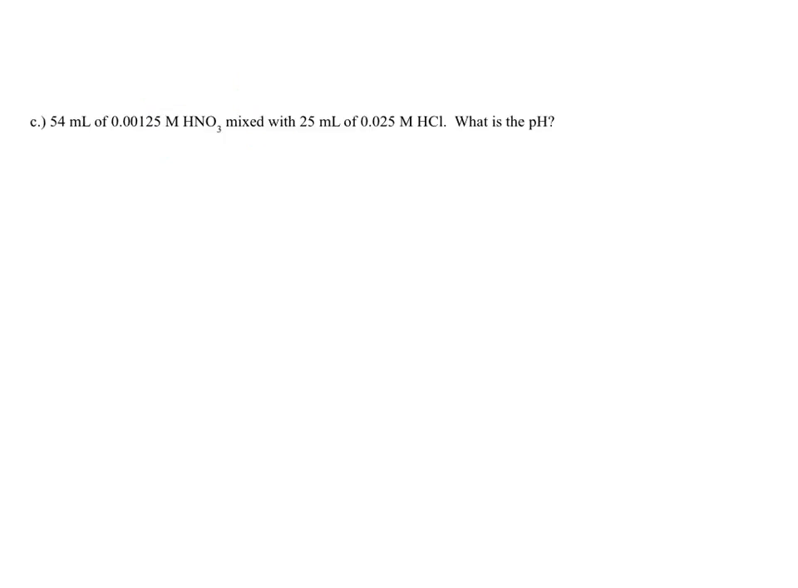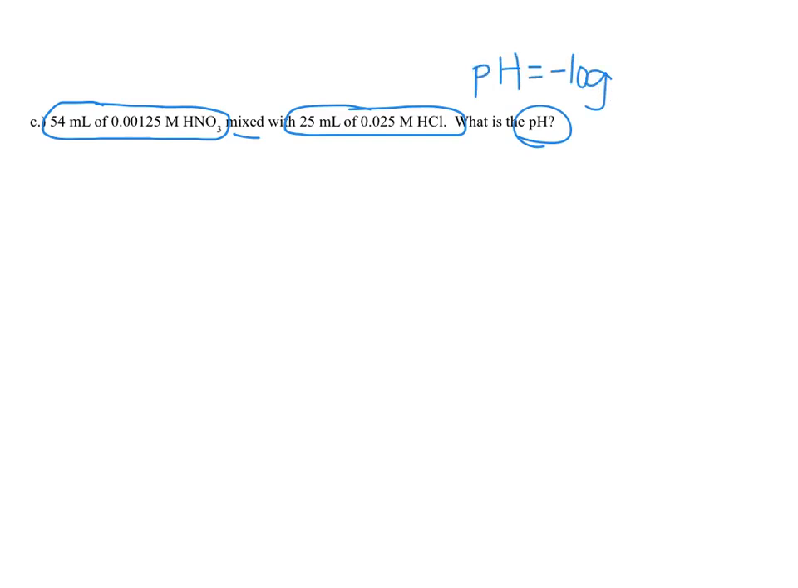Okay, we also need to know what to do when we mix 2 solutions together. In this case, I've got 54 milliliters of this concentration of nitric acid. I have 25 milliliters of this concentration of hydrochloric acid. So what is the pH? Now, remembering that pH is the negative log of my hydrogen ion concentration, I need to figure out what the total hydrogen ion concentration is when these two things are mixed together.